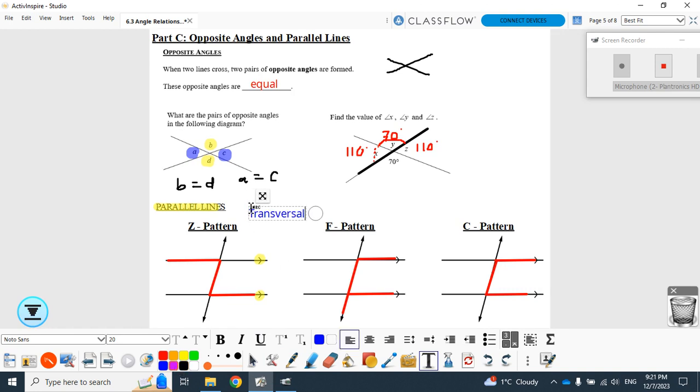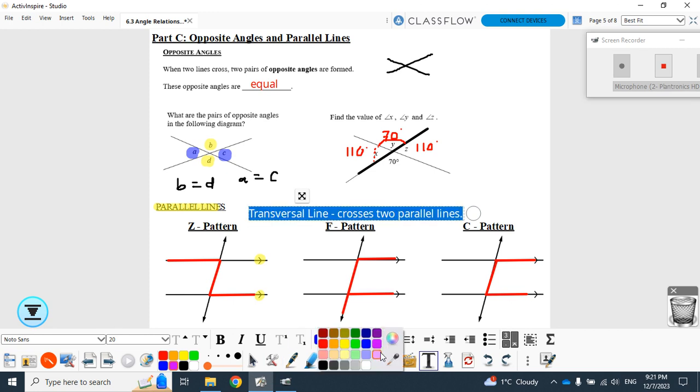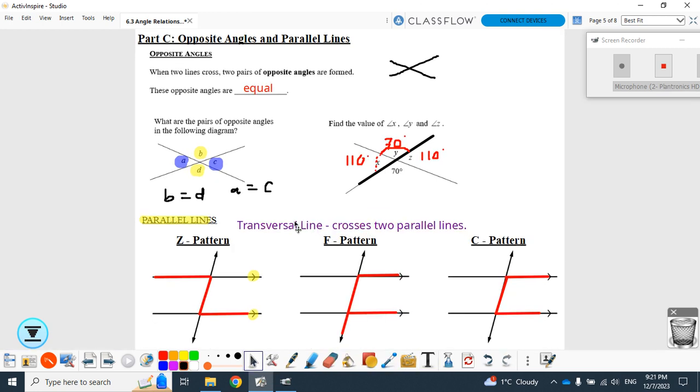I'll write that down. Transversal line crosses two parallel lines. Maybe you'll get that in purple. The transversal line crosses two parallel lines. Now, when you have two parallel lines and a transversal, there are a ton of angle properties that arise. And you might even remember this from grade 8. And if you do, that's awesome. If not, here we go.